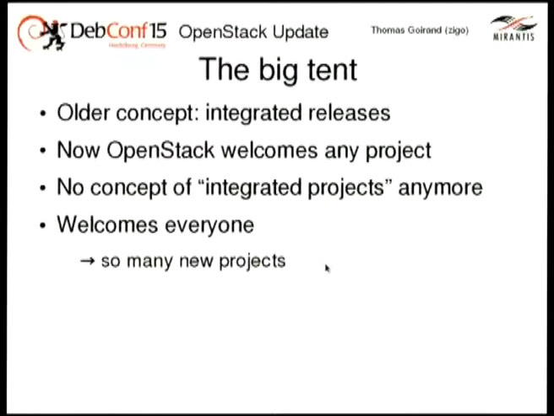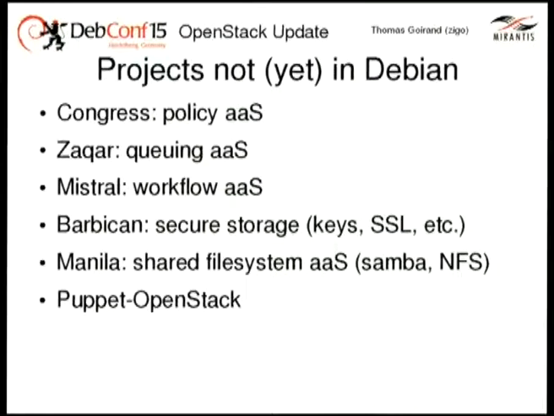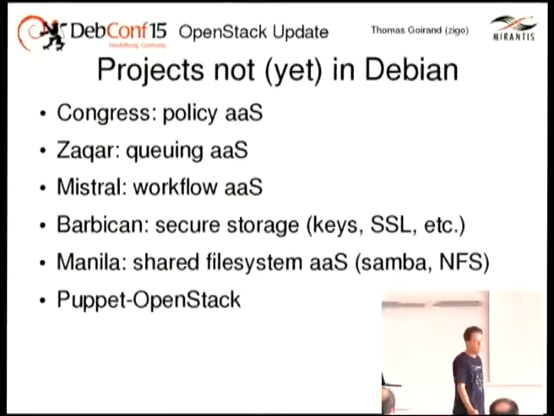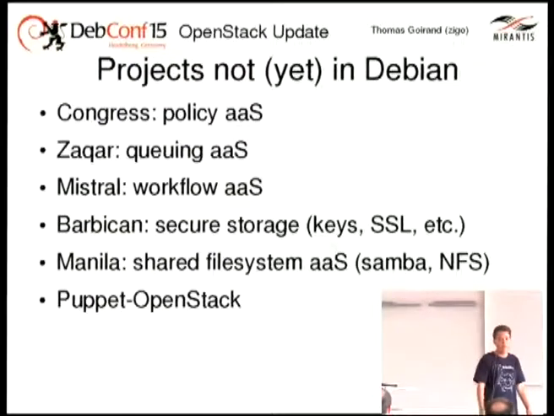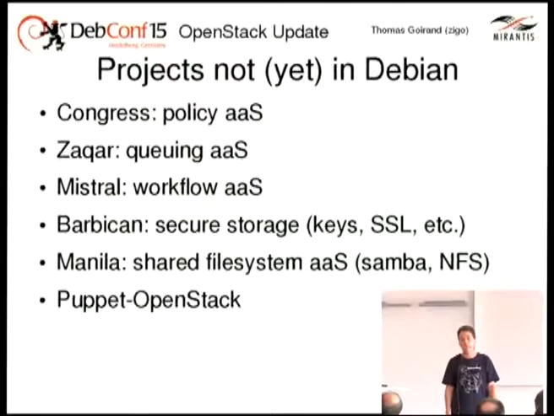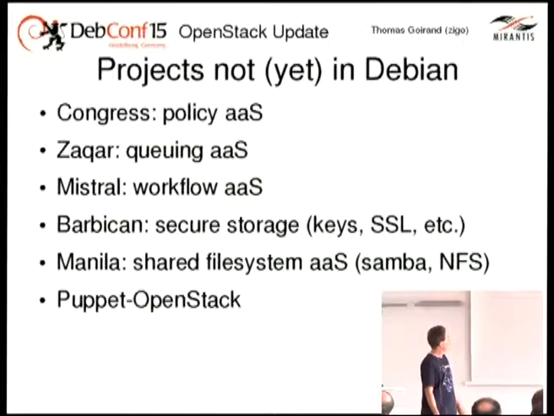So the effect now is that so many new projects came by. Here's an overview of the packages that are not yet in Debian. I in fact worked on most of them already. Like Congress, Zaqar, Barbican, Manila, I already have some Git repositories on Alioth for them. So maybe I should give a bit more details about it.